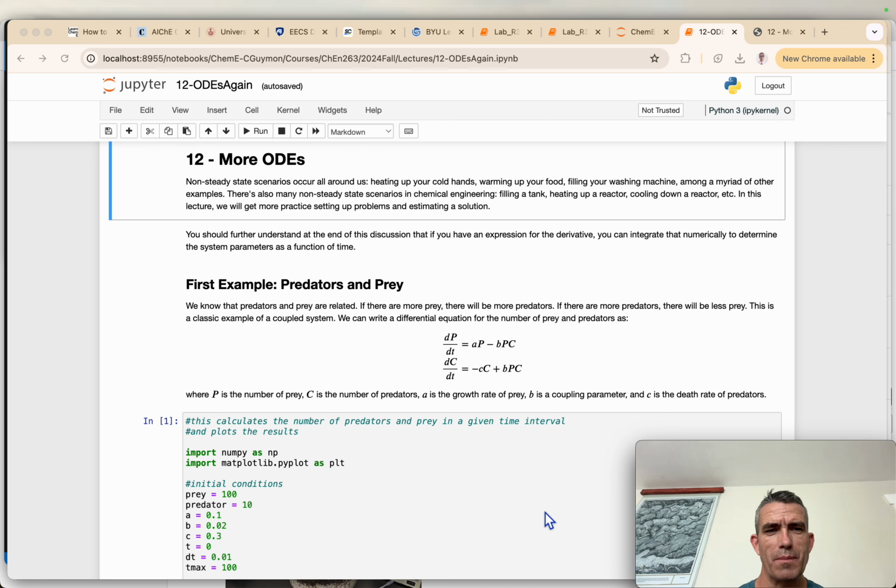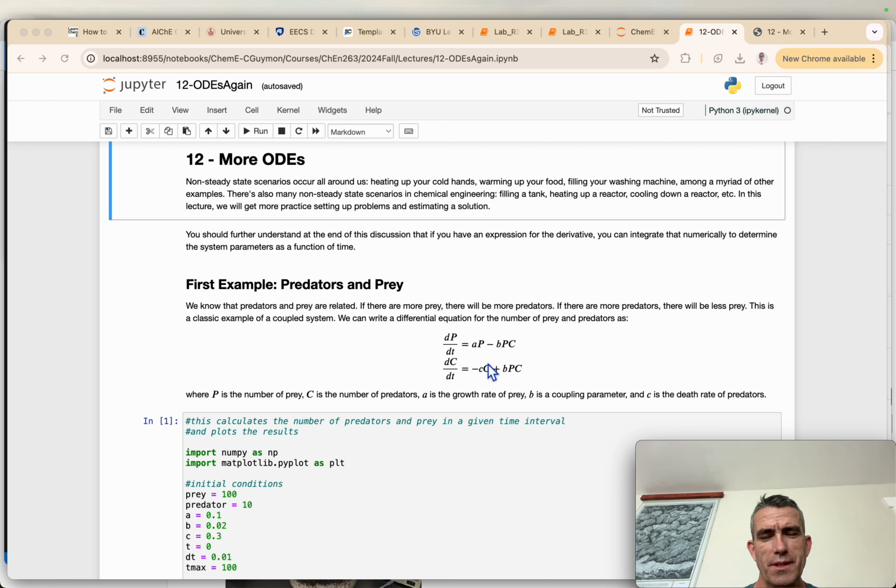How's it going? We're going to talk more about ordinary differential equations. By the end of this, hopefully you can understand better that if you have an expression for the derivative of a given parameter or variable, you'd be able to estimate that variation of the parameter over time for non-steady state scenarios, which can be pretty common. And usually you can specify the derivative from a mass balance or sometimes an intuitive understanding of relationships.